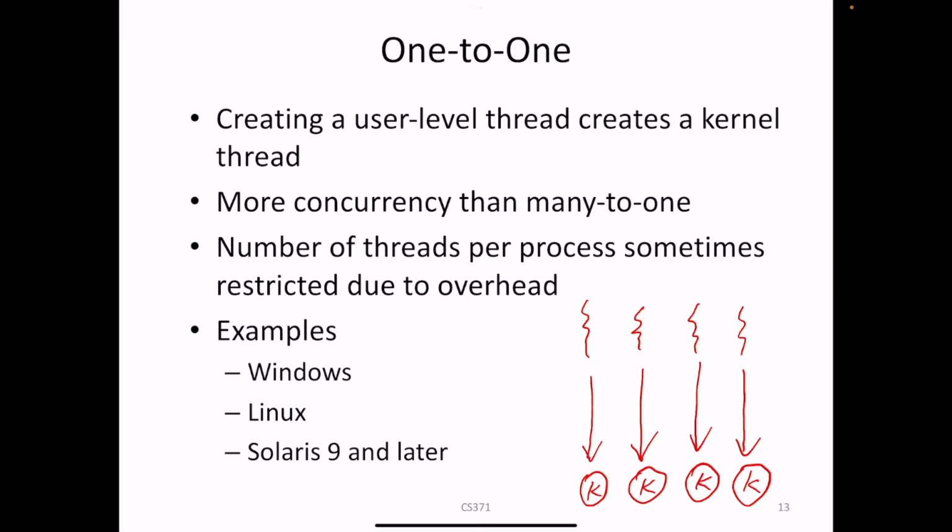However, since creating each user thread will create a kernel thread, and kernel thread creation is more expensive because creating a kernel thread will occupy more system resources and bring more overhead to the kernel, the limitation of creating kernel threads will confine the number of user threads. In the real world, we have a number of operating systems which support one-to-one mapping, for example Windows, Linux, and Solaris 9 and later versions.